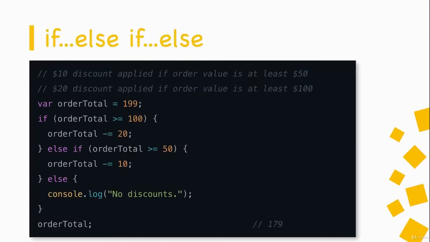That's why we get a $20 discount. And that's why the order total is currently 179. So a $20 discount has been applied. So because the order total was at least 100, we got a $20 discount. But if the order total value was at least $50, so for example $50 or anything between 50 and 100, then we would get a $10 discount. Otherwise, if it was less than $50, then we would just get a message log to the console that says no discounts. And that's how you can use if, else blocks for dynamic logic and conditions like this.